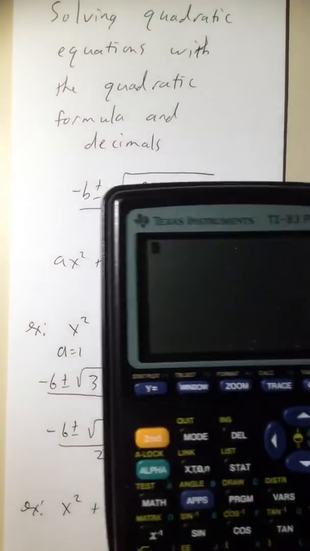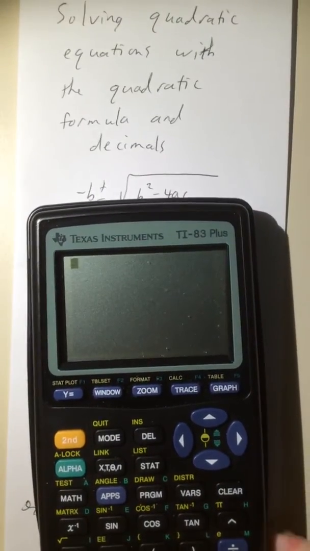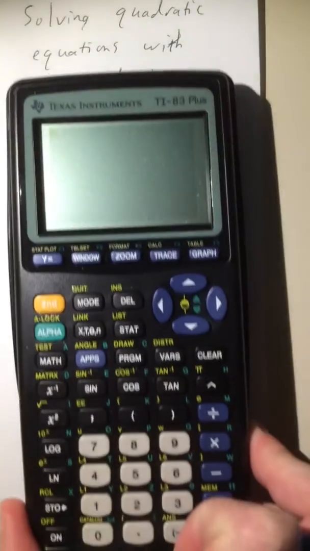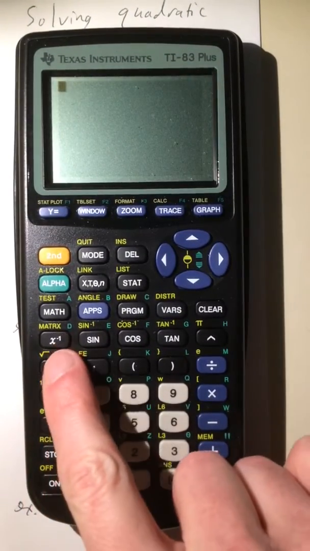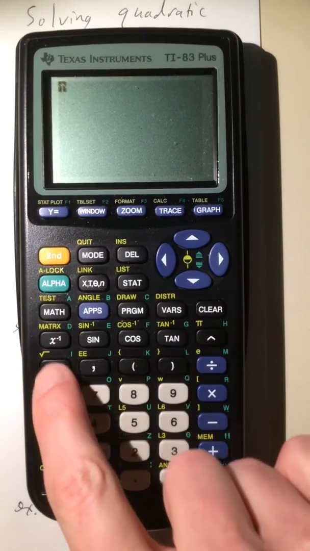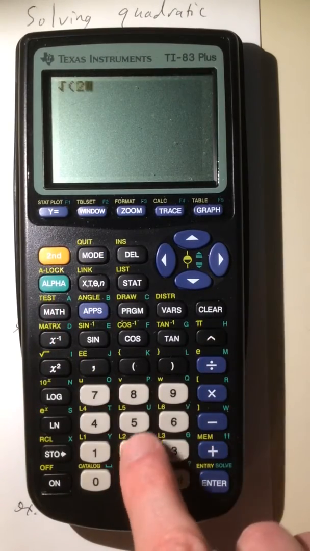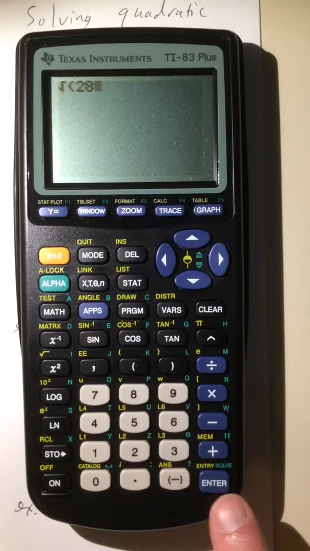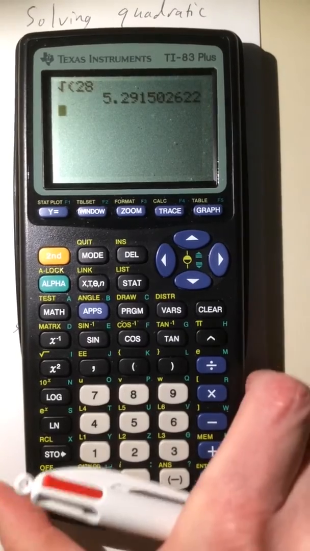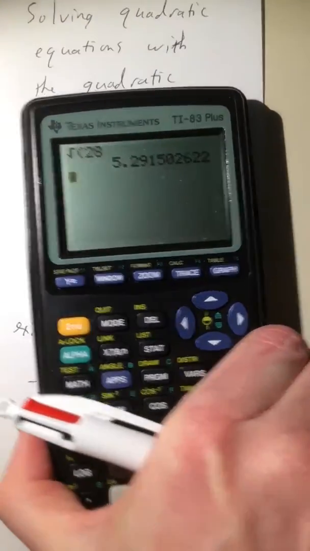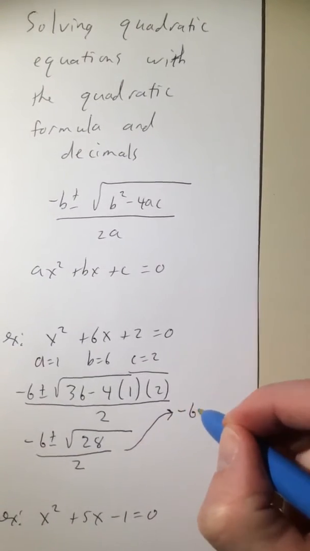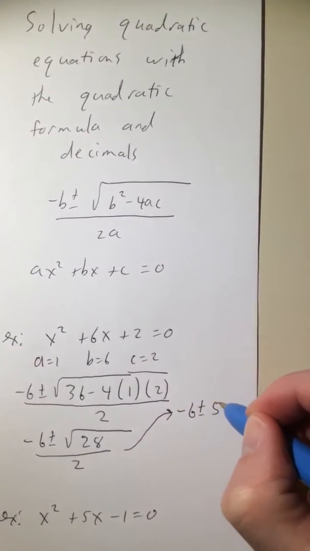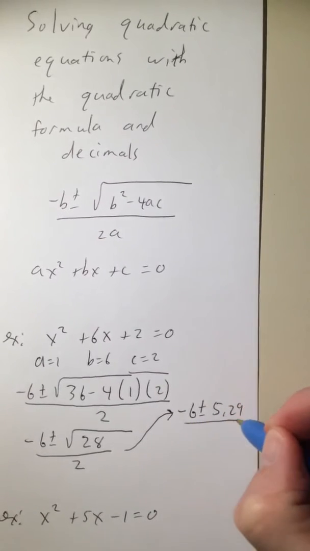In this case, I'm going to be using my calculator. Hopefully you can see that. Where's my square root button here? Square root button right there. So I'm going to do second, square root of 28, and hit enter, and we get 5.29. So we're going to work with 5.29. We're going to do negative 6 plus or minus 5.29 over 2.